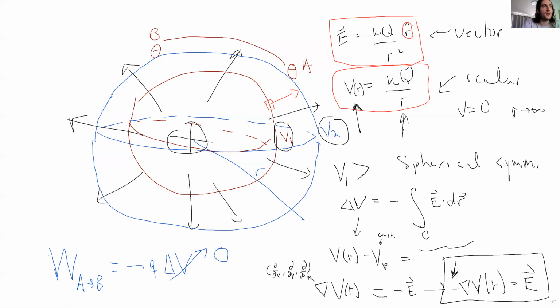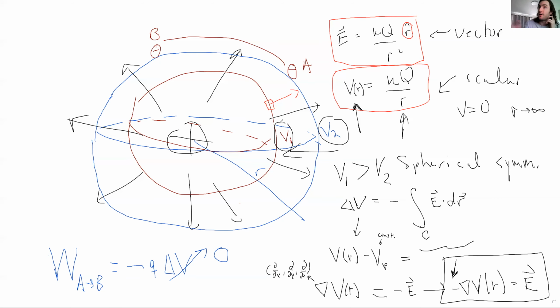So V2 here is lower than V1. V1 is bigger than V2, and so V is increasing in this direction towards the charge, and the electric field is in the opposite direction. So the electric field for a positive charge points away from the positive charge, and the electric potential increases as you move closer to the positive charge.